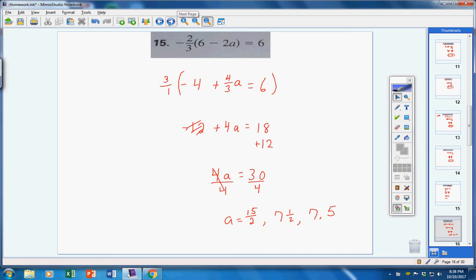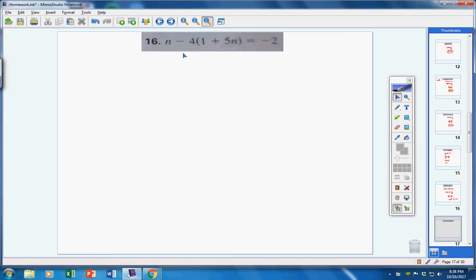Okay, students, moving on to number 16. I simplify both sides. I have a negative 4 here. I'm going to multiply through the parentheses. So, bring down your n. Negative times a positive is negative. 4 times 1 is 4. Negative times a positive is negative. 4 times 5 is 20. And then bring down your negative 2.